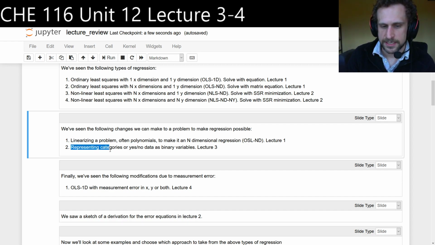Then in lecture 3, we look at how to take categorical data. Categorical data is something like yes or no data. Or maybe someone can be 5 different professions, and you can represent those 5 professions as categories. Or maybe the categorical data could be the suit of a card: a spade, a heart, a diamond, or a club.